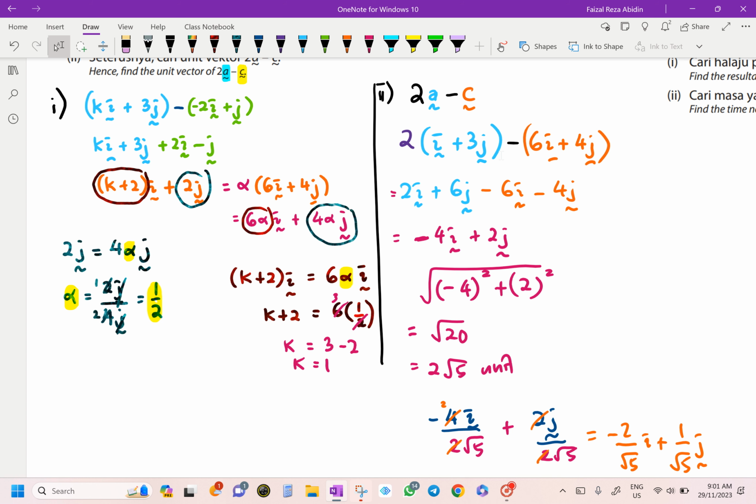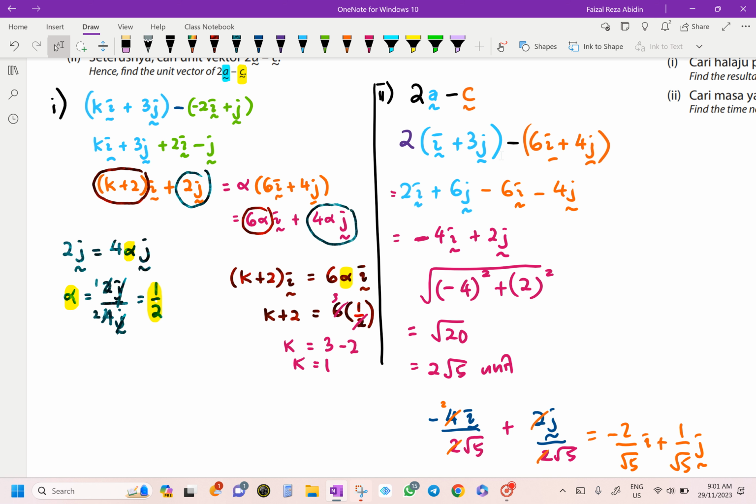Halaju paduan, the resultant velocity, means that after your boat has its velocity, you will have one more velocity from the flow of the river. So it will go faster. That's why it is called halaju paduan, resultant velocity. It means your boat's velocity plus the velocity of the river.